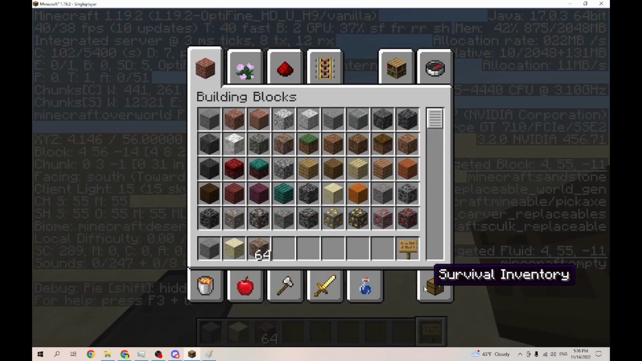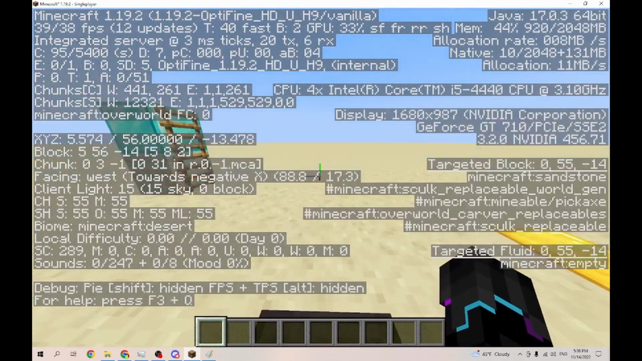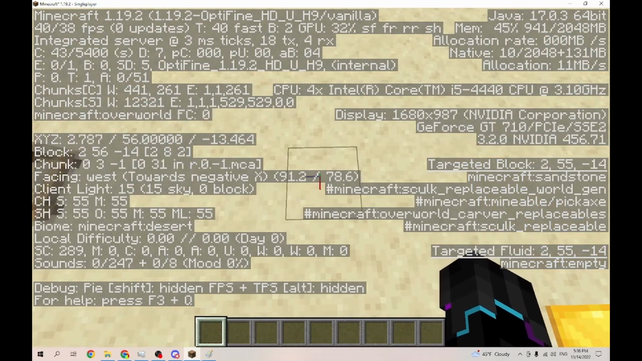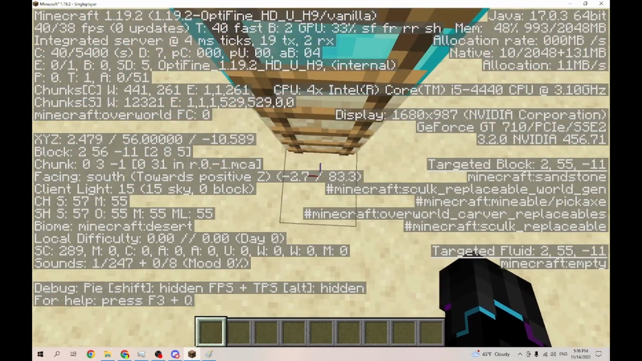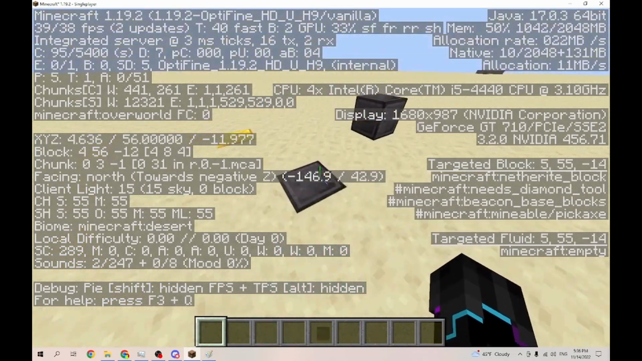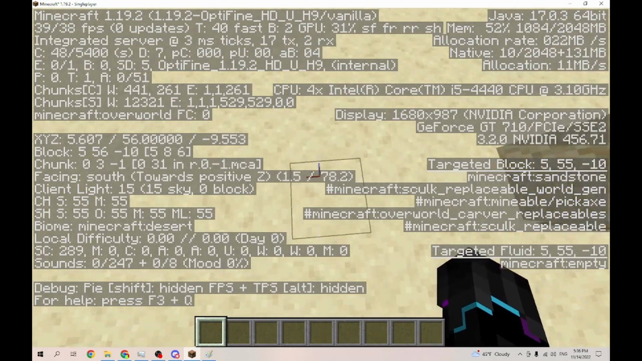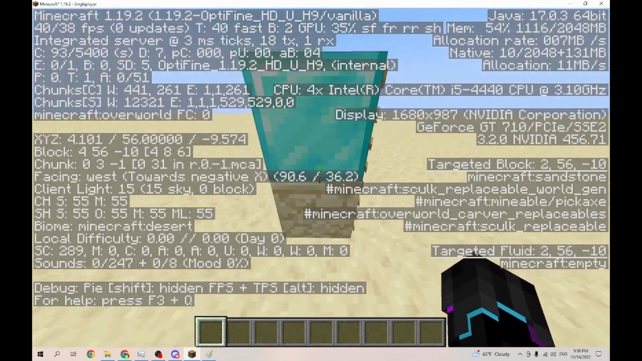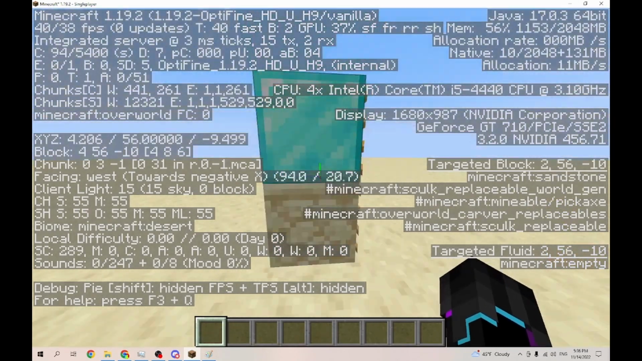So let's try the last one of these, trying to go on this diamond block. We got negative x, 1, 2, 3 blocks. Positive z: 1, 2, 3, 4. Negative x: 1, 2, 3. And we moved up in y: 1, 2.